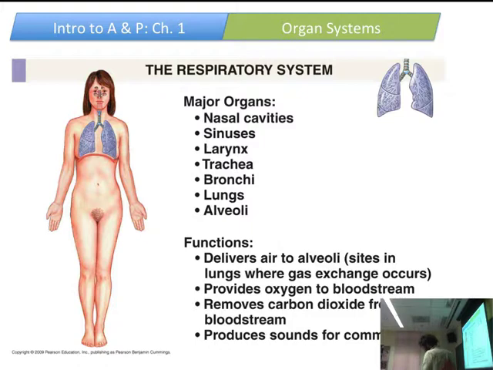So the primary job of the respiratory system is to bring oxygen into the blood and remove carbon dioxide as metabolic waste from the body, from the blood. A second, slightly less important function is phonation, the making of sounds.